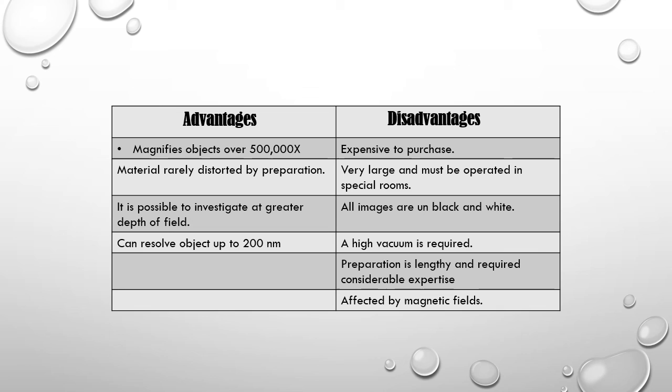Advantages and disadvantages of the electron microscope. Magnifies objects over 5 lakh times. Material rarely distorted by preparation. It is possible to investigate at greater depth of field. Can resolve objects up to 200 nanometer. Expensive to purchase, very large and must be operated in special rooms. All images are in black and white. A high vacuum is required. Preparation is lengthy and requires considerable expertise, and it is affected by magnetic fields.